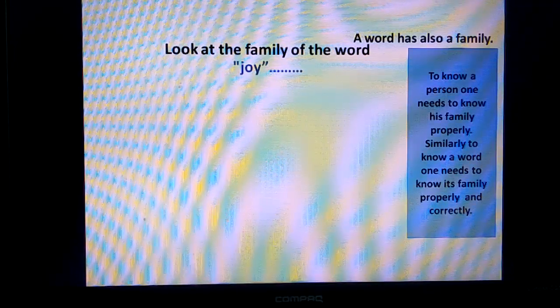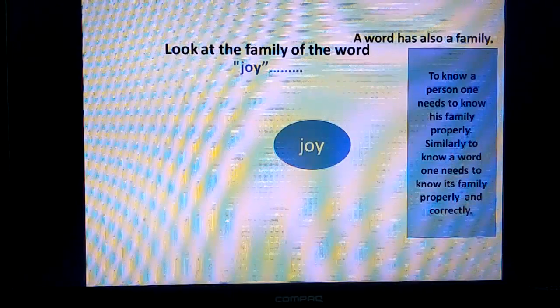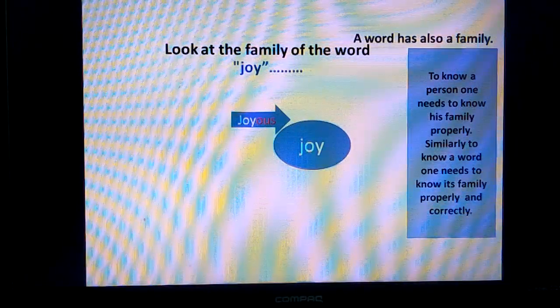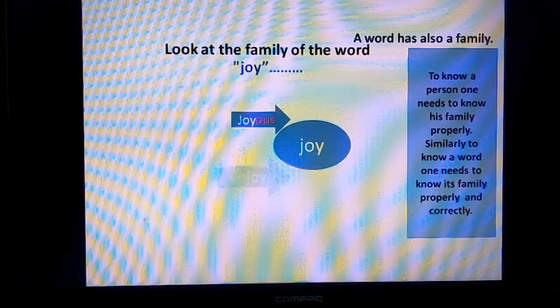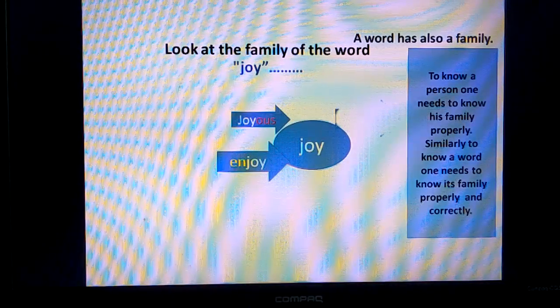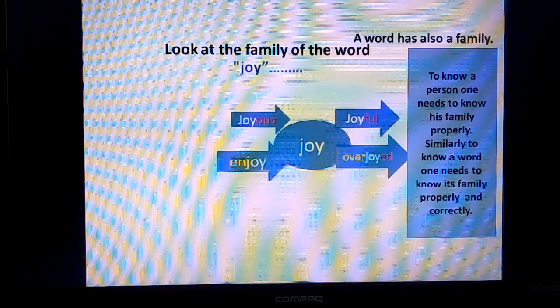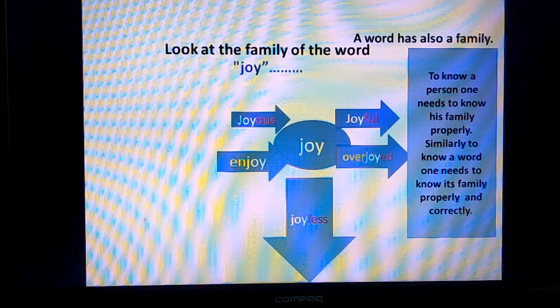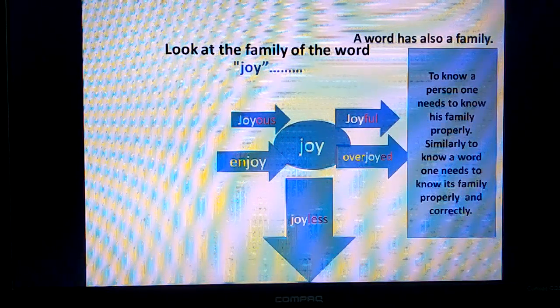Look at the family of the word joy. Joy, joyous, then enjoy, joyful, overjoyed, joyless. So you have found five new members of the family joy, including joy. There are 6 members. So look at the red marked letters.